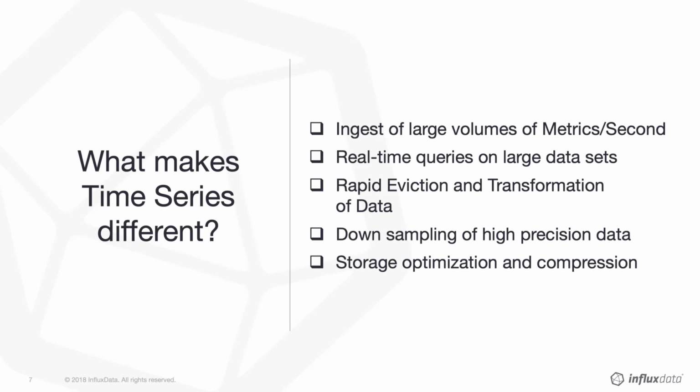And then the third point is about eviction and transformation of data. So let's say you have tens of thousands of sensors sending you data, and you analyze the data, you downsample it, you store it, but then you don't really need the data from yesterday. How do you evict that data? How do you compress some of that data? How do you downsample high precision data, right?